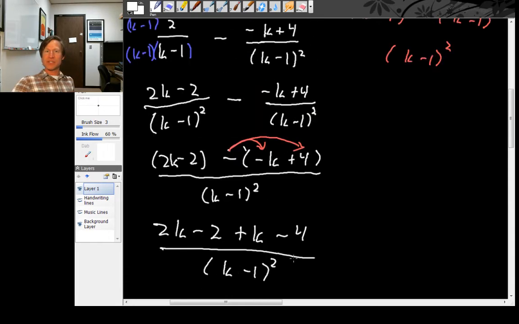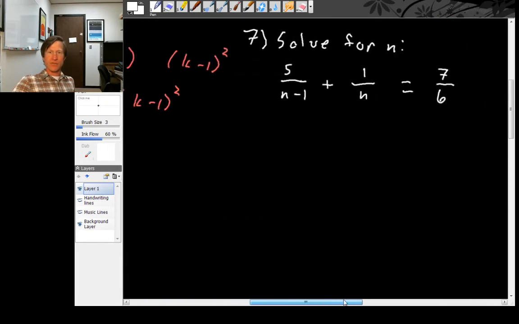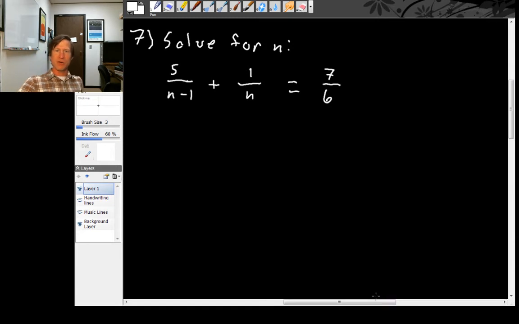Let's have a look at number 7. Got it over here, all set up and ready to go. So solve this equation for n. When you have an equation with rational expressions, one way to start, this isn't the only way to do it, but one way to start is just multiply everything in sight by the least common denominator, and that will have the effect of getting rid of all of the denominators, and then it won't be an equation with rational expressions anymore. It'll be just a polynomial equation, and we know how to solve those, factor and use the zero product property.